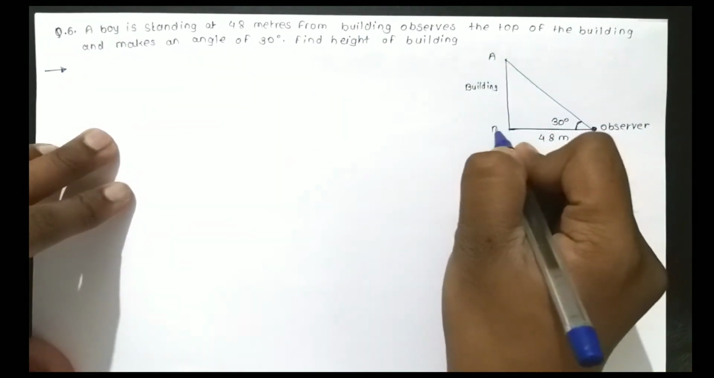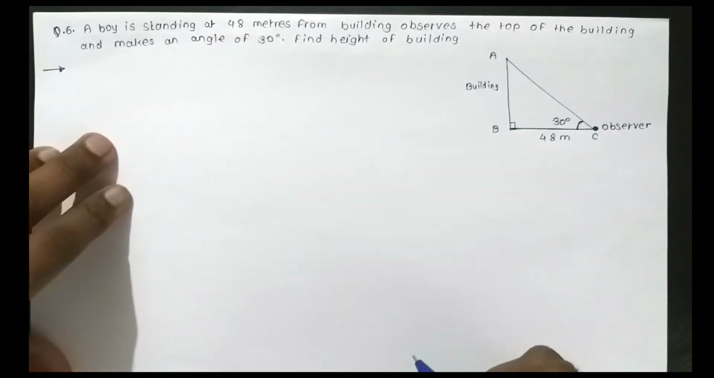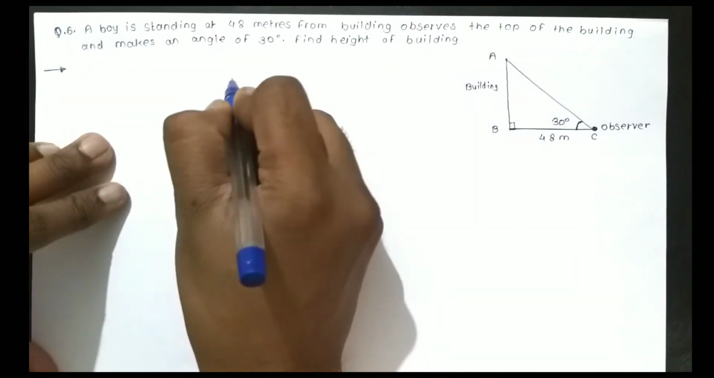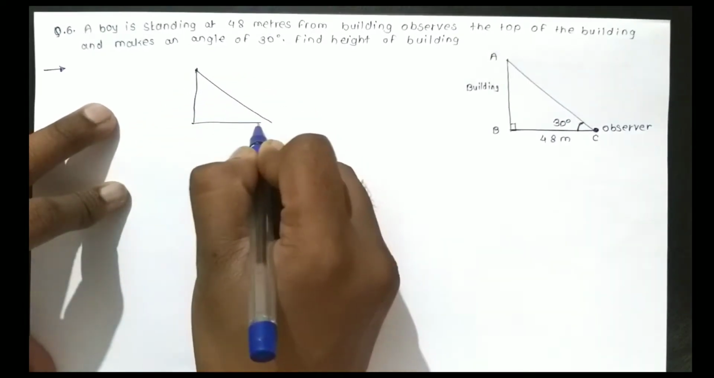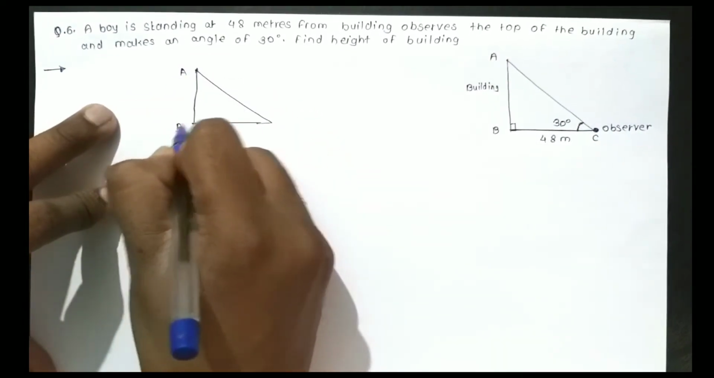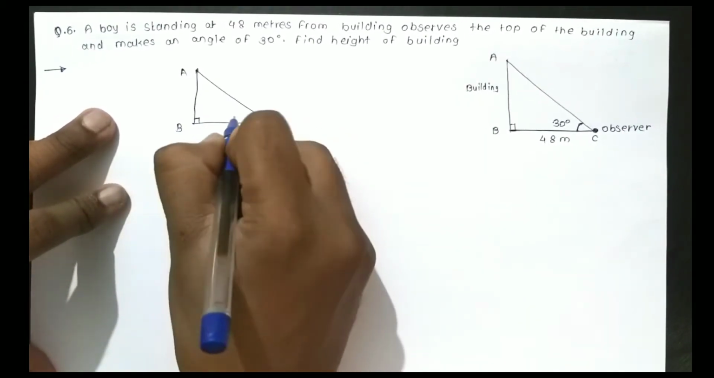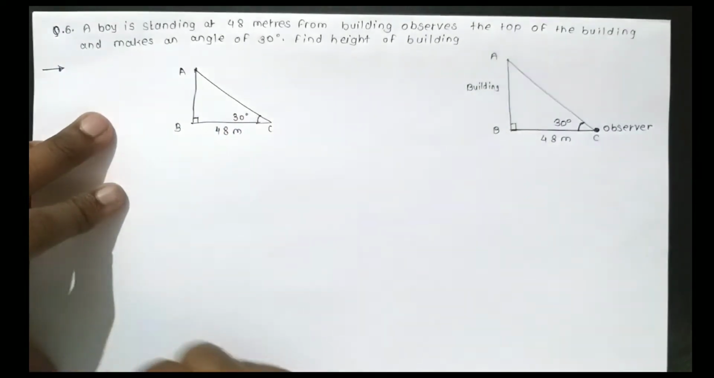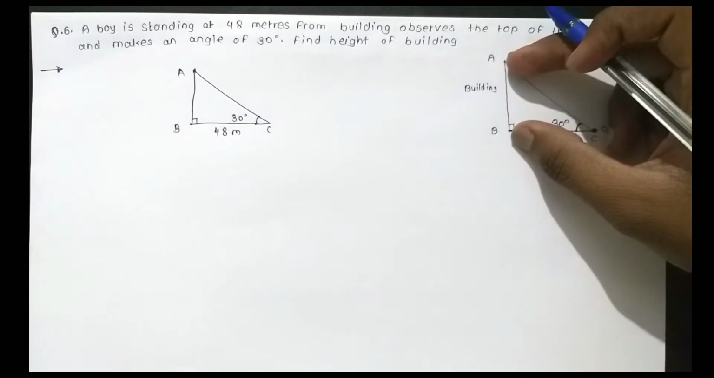So name it ABC, right angle at B and theta at C. So this is a rough figure. Our main figure is like this: ABC, right angle at B, theta at C. Theta is 30 degree, BC is 48. What we have to find? The length of AB, that is the height of the building.